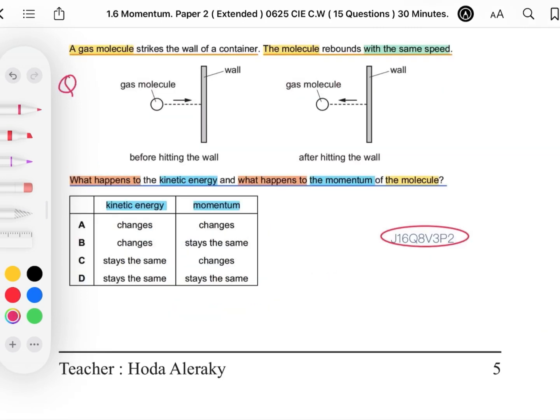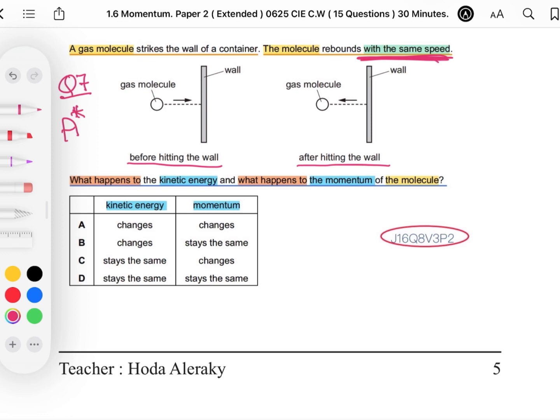Okay, question 7. This question also is a challenging question. We have a gas molecule that strikes the wall of a container. The molecule rebounds with the same speed. This point is very important, with the same speed. Before hitting the wall, after hitting the wall, what happens to the kinetic energy and what happens to the momentum?